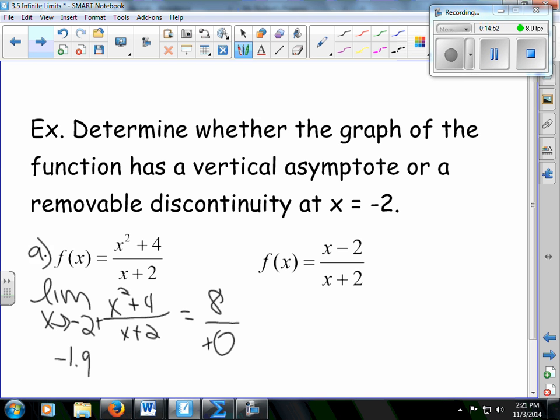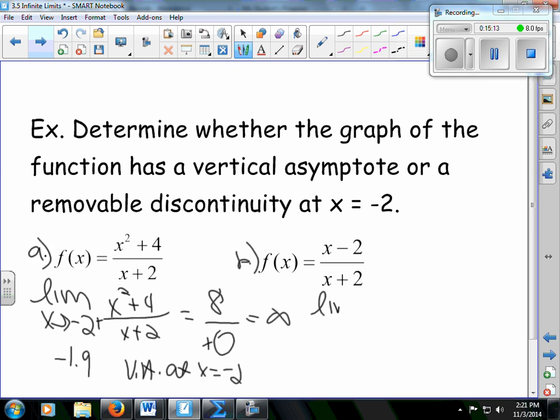It doesn't matter what side of negative 2 I'm on. I square negative 2, get 4, add 4, I'll get 8. So this is positive. My answer here is positive infinity, so that means I have a vertical asymptote at x equals negative 2. On the second question, however, let's see what happens.